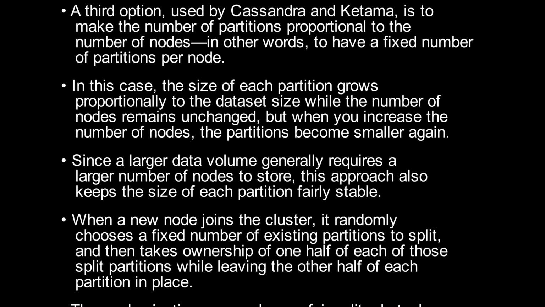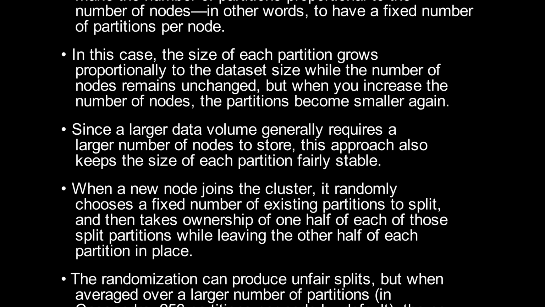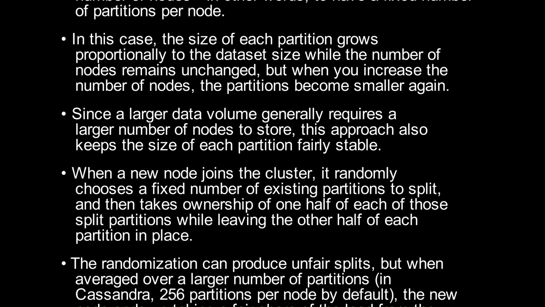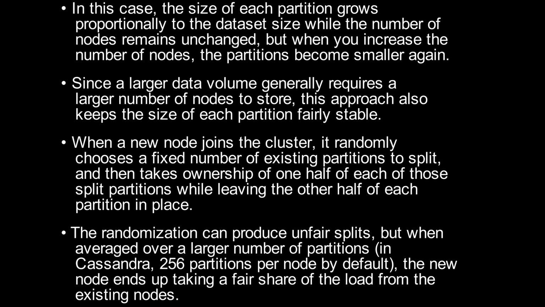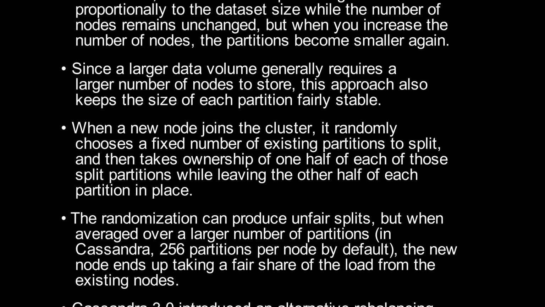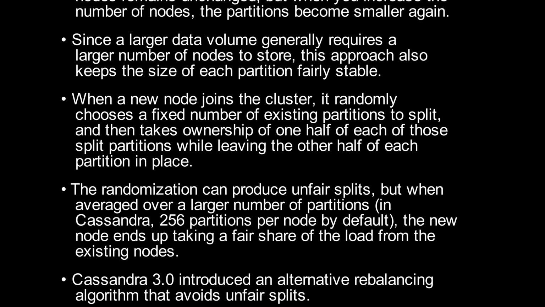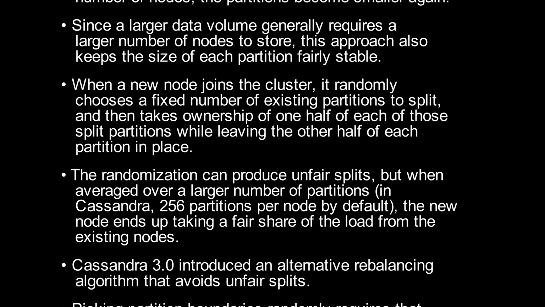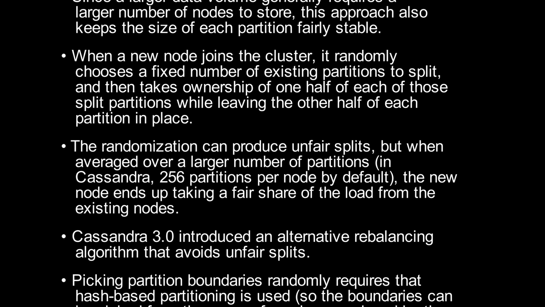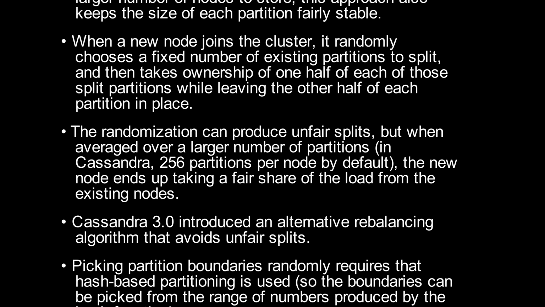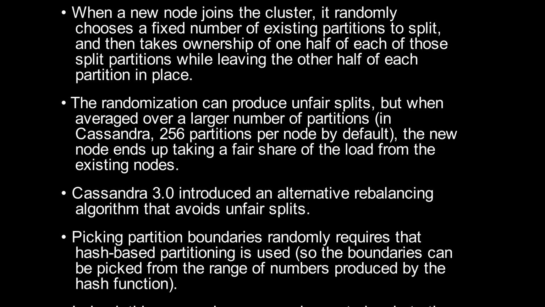When a new node joins the cluster, it randomly chooses a fixed number of existing partitions to split, and then takes ownership of one half of each of those split partitions while leaving the other half of each partition in place. The randomization can produce unfair splits, but when averaged over a larger number of partitions (in Cassandra, 256 partitions per node by default), the new node ends up taking a fair share of the load from the existing nodes. Cassandra 3.0 introduced an alternative rebalancing algorithm that avoids unfair splits.